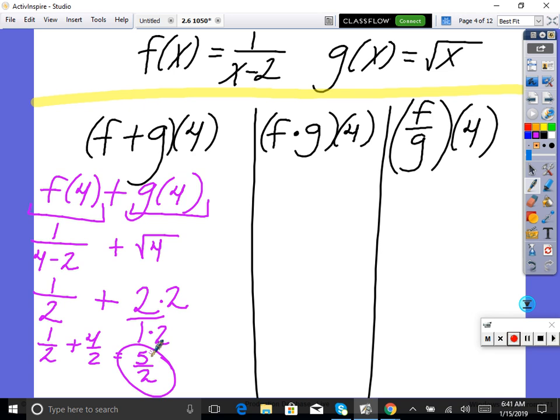So once again, look, we've already actually calculated. So look, that's f of 4 times g of 4. Haven't we already found f of 4? It was a half, wasn't it?